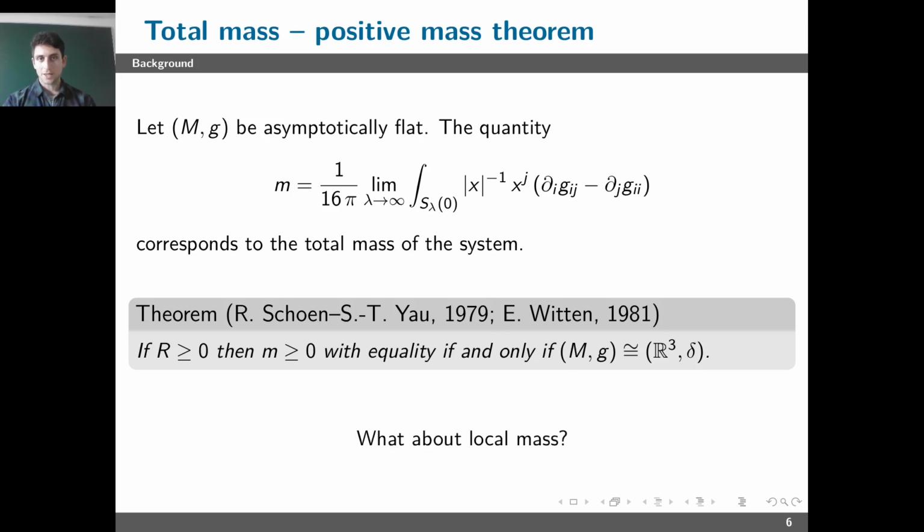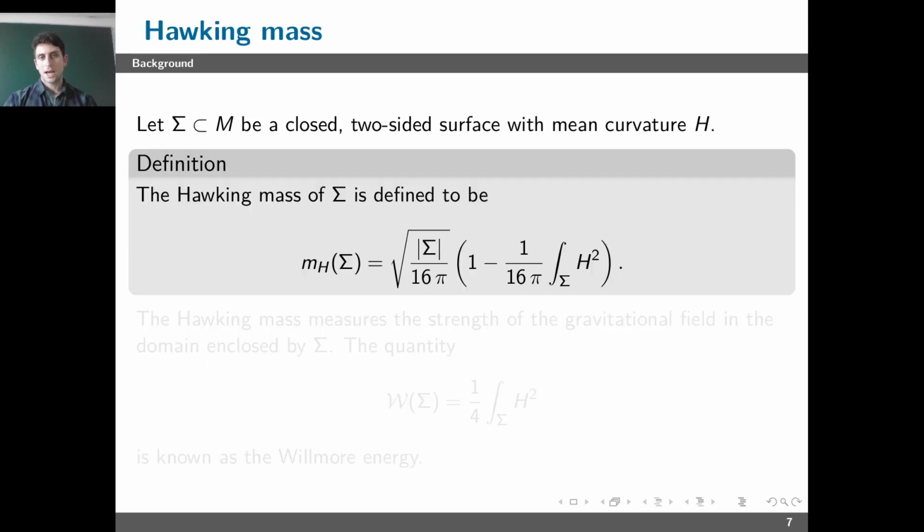Okay, so now that we've found this good notion of total mass, one important problem in mathematical relativity is to also find a good notion of local mass. And one possibility to do so was put forward by Hawking, and he introduced a quantity that we now call the Hawking mass. In order to define this quantity, we're going to consider a closed two-sided surface sigma whose mean curvature is equal to h. And then the Hawking mass of the surface sigma is defined to be the square root of the area of sigma divided by 16 pi times 1 minus 1 over 16 pi times the integral of the mean curvature squared.